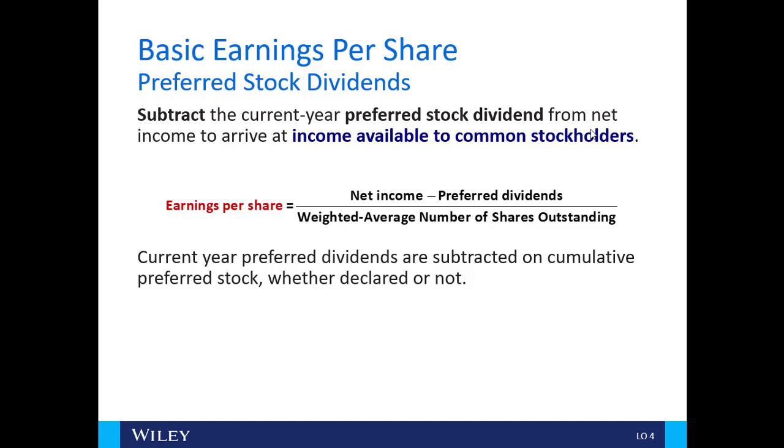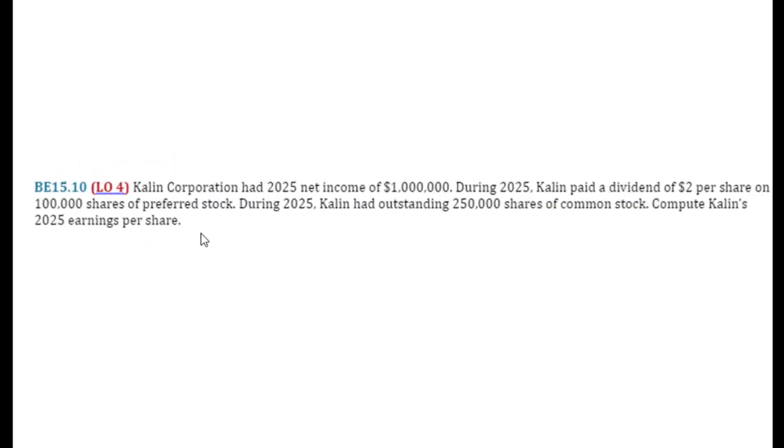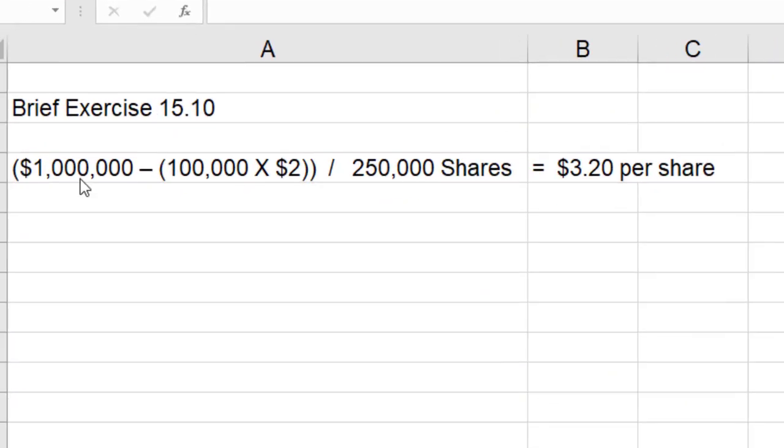So let's look at the problem. Kalen Corporation had in 2025 net income of $1 million. They paid dividends of $2 per share to their preferred stockholder. And then during 2025, they had 250,000 shares of common stock. So to calculate the earnings per share, I'm going to take the net income, $1 million, and subtract the preferred dividends. They said the preferred dividends were $2 on 100,000 shares, so that's 200,000. So I take $1 million minus the 200,000 and divide by the number of shares, and we get $3.20 per share. So this problem is very straightforward.